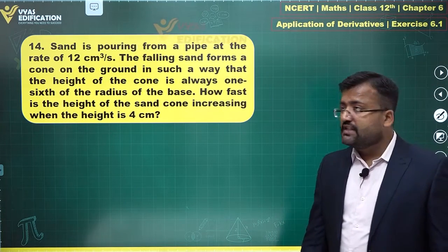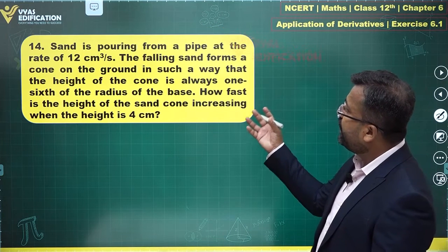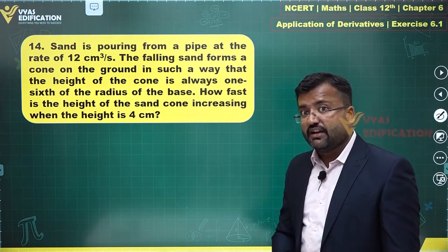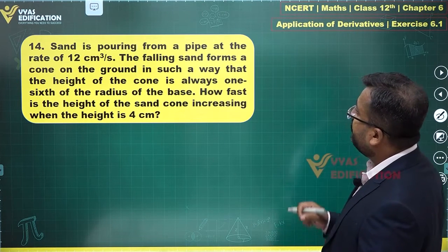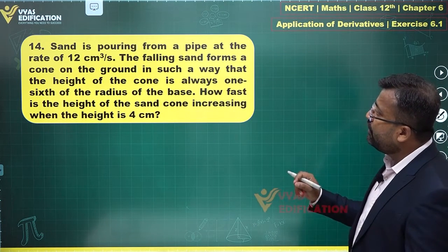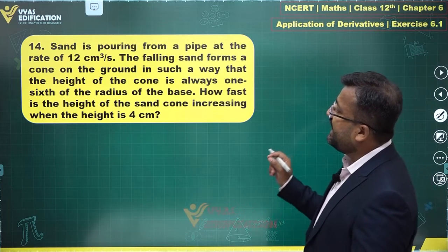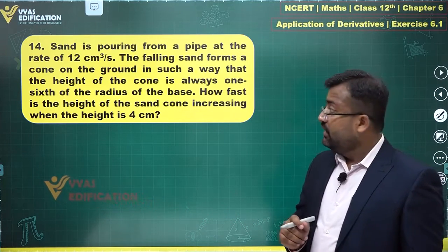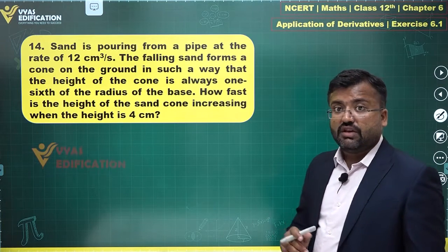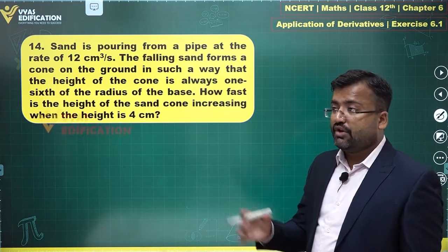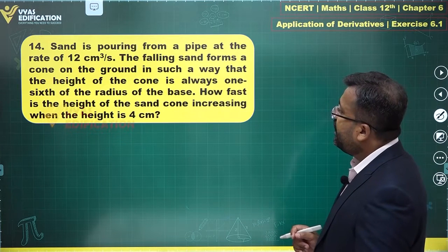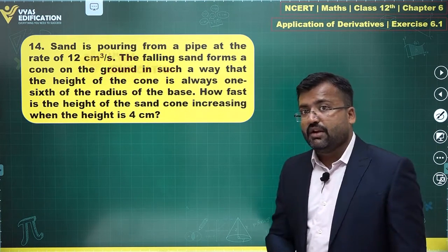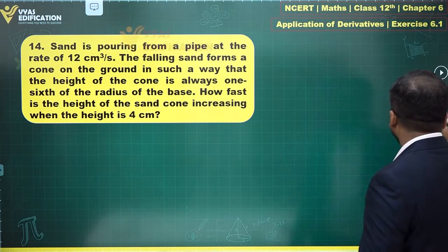The 14th question says, sand is pouring from a pipe at the rate of 12 centimeter cube per second. Okay, from a pipe. The falling sand forms a cone on the ground in such a way that the height of the cone is always 1/6 of the radius of the base. Okay, radius of the base is important, height is important, there's some relation between them. How fast is the height of the sand cone increasing when the height is 4 centimeter? We're interested in these things.